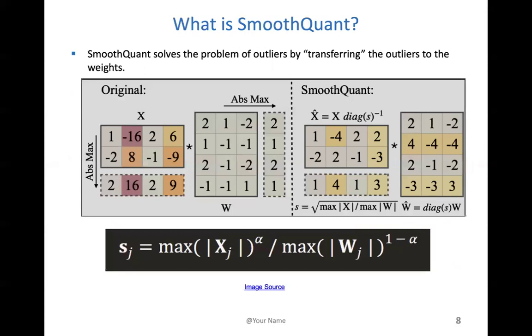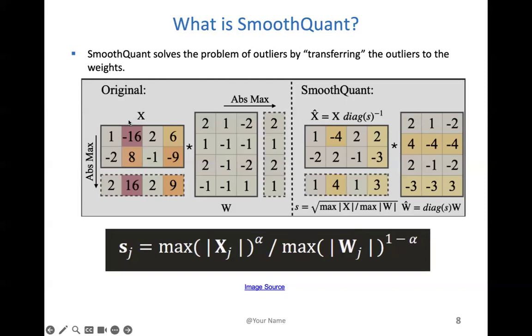So what is SmoothQuant and how does it work? SmoothQuant is a quantization technique that aims to resolve the problem of outliers. And it does this by transferring the outliers to the weights. And here's a pretty simple example that's easy to visualize and comprehend.